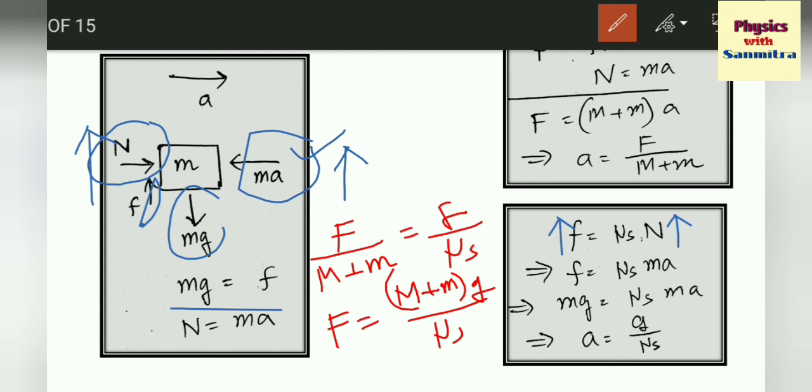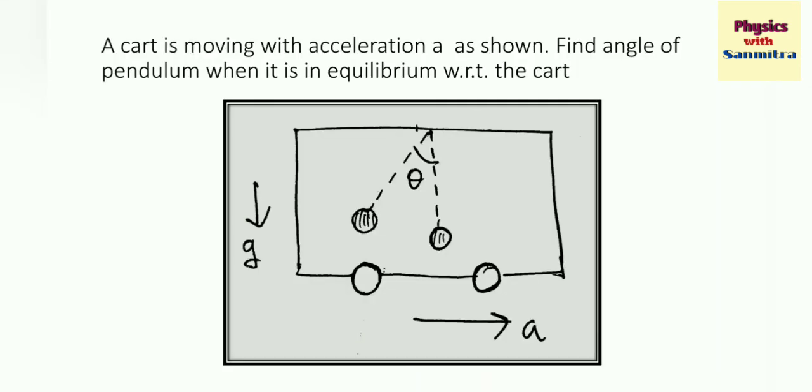Okay, the next question. See, there is a cart that is moving with an acceleration, say a, as shown. This cart is moving with acceleration a on the right hand side, and g, the acceleration due to gravity, is acting vertically. Find the angle of the pendulum when it is in equilibrium with respect to the cart. See, this pendulum is in equilibrium with respect to the cart. That means to a person who is standing inside. See here, the pointer is the person who is standing here.